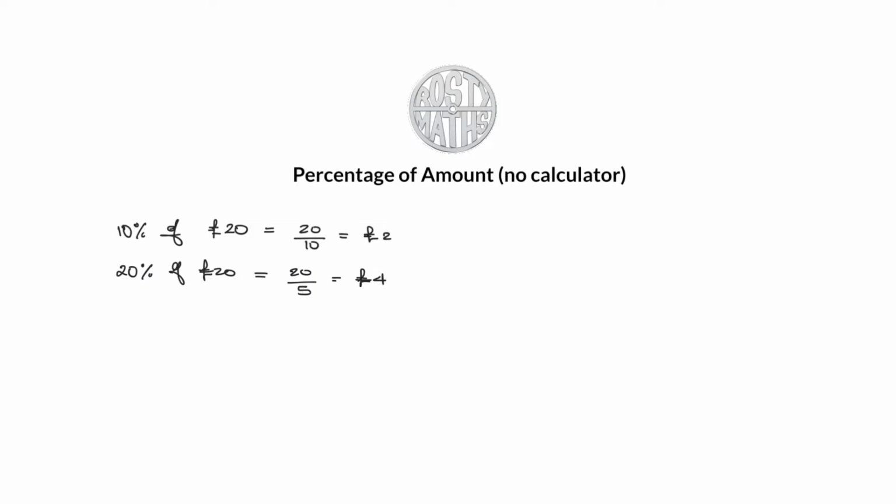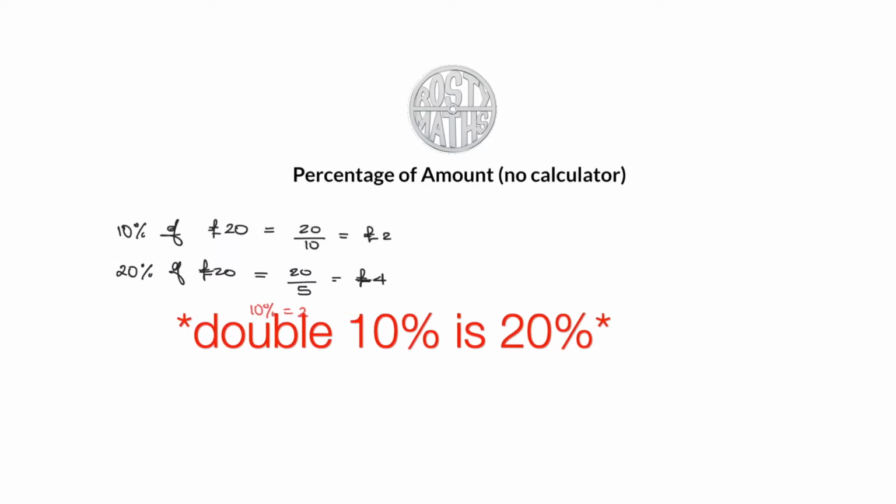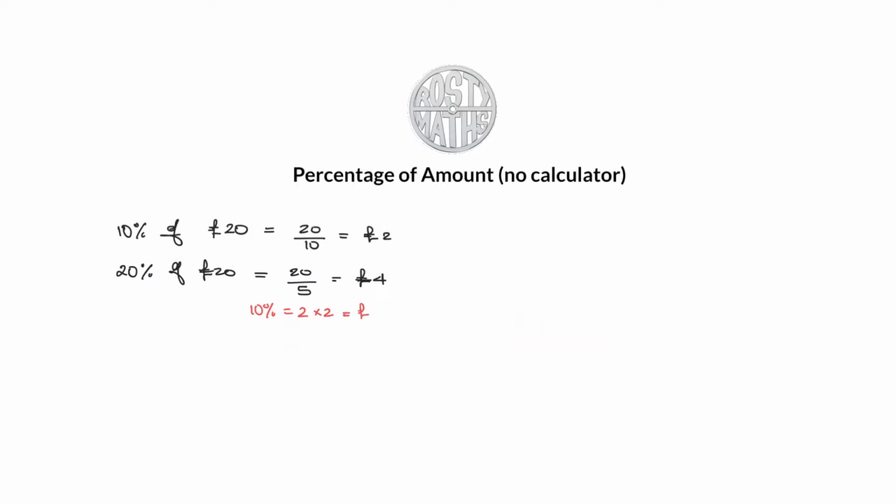Or, I could have found 10%. Now, I already know that 10% is £2 because we calculated it there. And then double it, because double £10 gives me £20 there. So I'll just times that by 2 and I still get the same £4 there. Okay, I hope you're getting this. Now, let's go for another one.